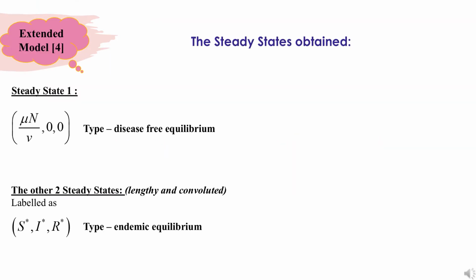These are the steady states obtained for the fourth extended model. The first steady state obtained is mu N over v, 0, 0, and it is a disease-free equilibrium type, just like the previous steady states from the second and third extended models. Meanwhile, the other two steady states can be denoted as S asterisk, I asterisk, and R asterisk. This is because the solutions for these steady states are very lengthy and convoluted, making them difficult to write out.